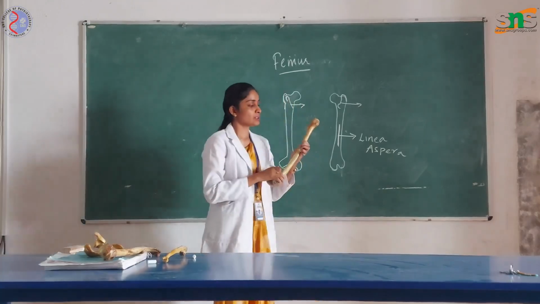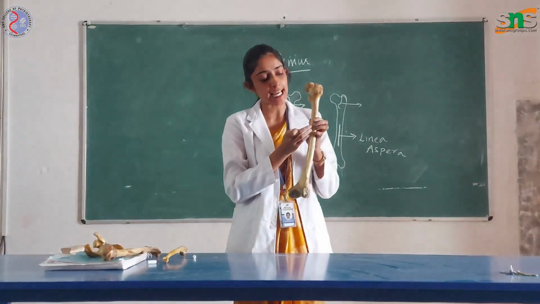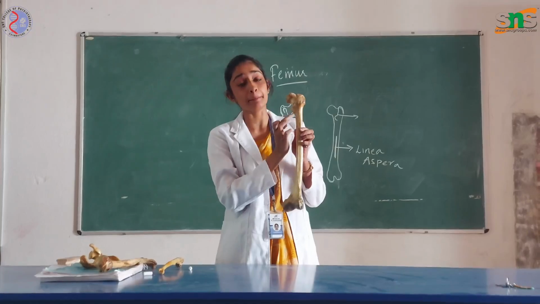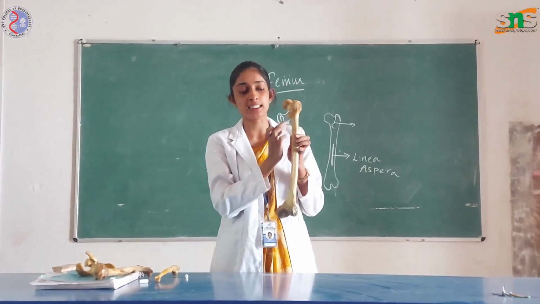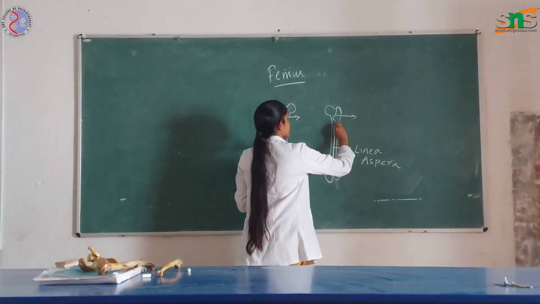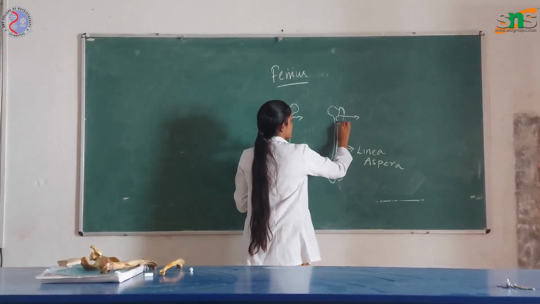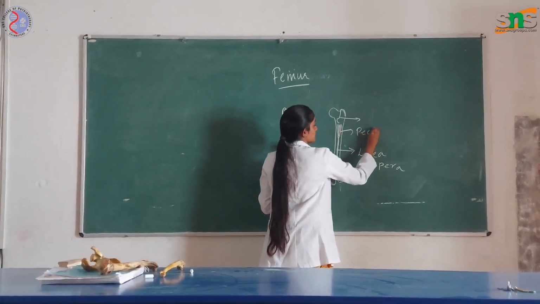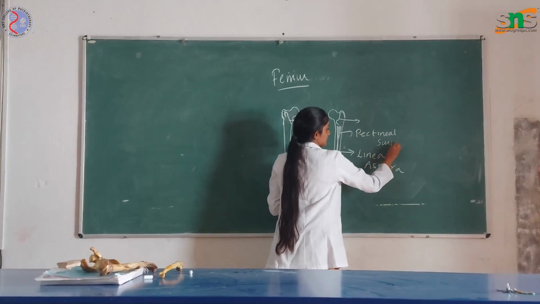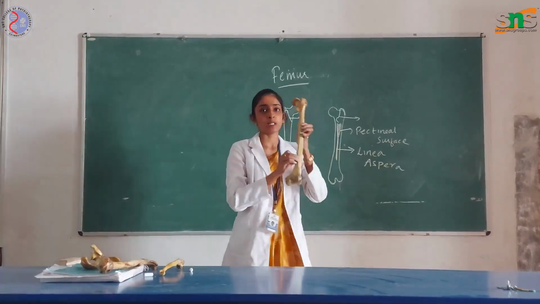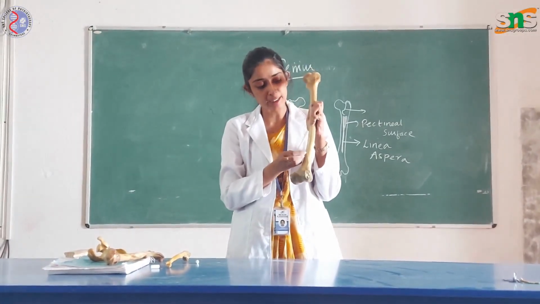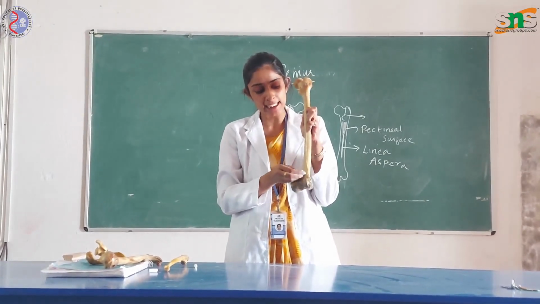Above the linea aspera, the line gets divided into two lines, and this area is called the pectineal surface. This area is called the pectineal surface.